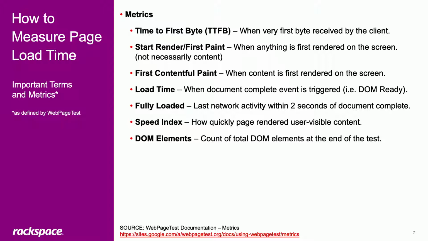They also provide a metric called DOM elements. This is essentially the number of unique HTML tags that are loaded on your page at the time the website is fully loaded. So at the very end, once all the JavaScript's fired, all the other stuff is triggered, it counts how many elements are in the total DOM. We'll see some visuals of that here in a little bit. So those are the main metrics.